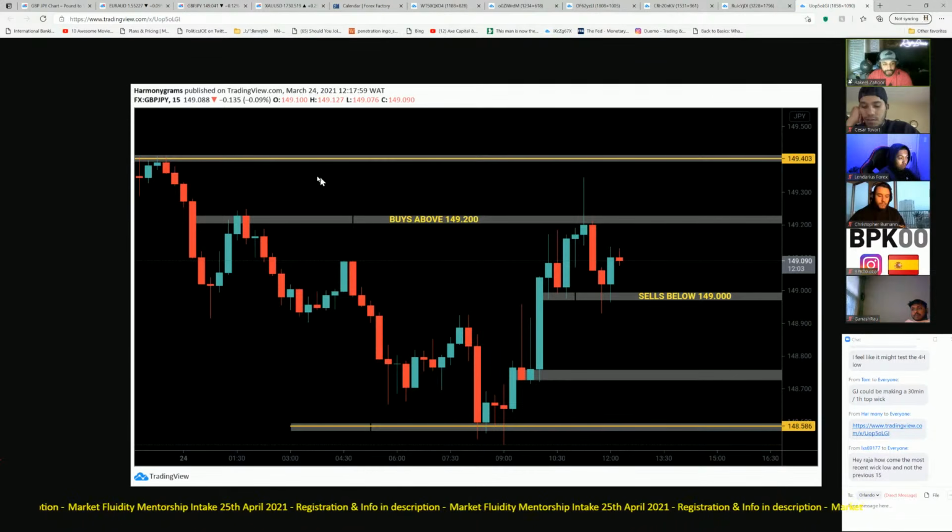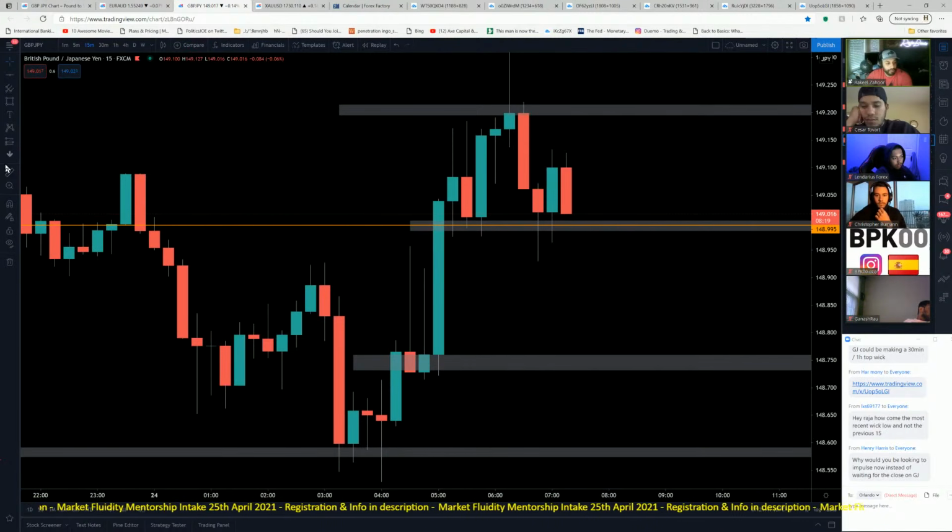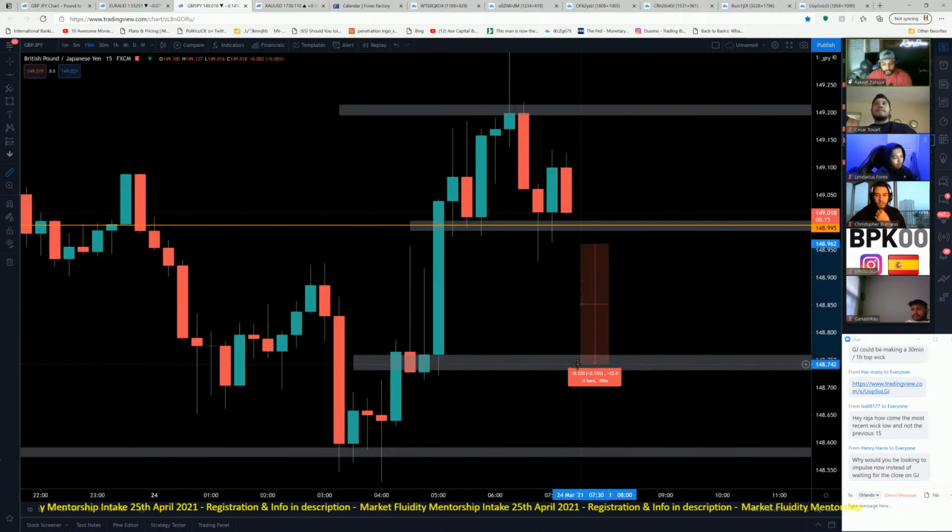Alright, let's take a look at this chart over here. Sells below 149. Buys above 149,200. Looks good. Hey Raja, how come the most recent wick low and not the previous 15-minute? I don't know. I think this one would make much more sense right here if we break below this area, because then I have a bigger range, right? Then we got a bigger range for price to play into.